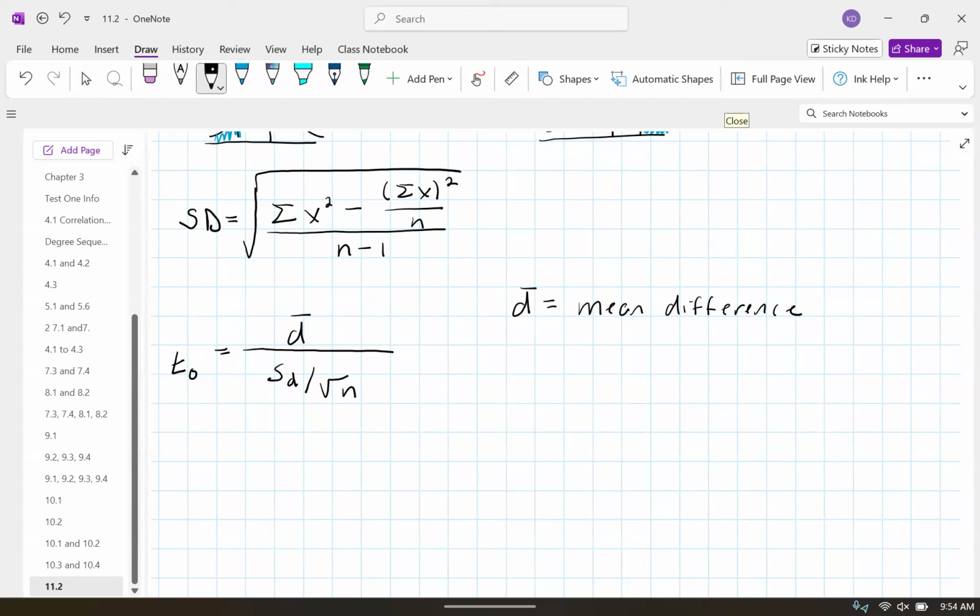D bar is our mean difference. So you subtract your data values and then find the mean at the end. We will go through all the steps on a problem to see how this works because it's not hard, it's just a little weird. Our S sub D is the standard deviation. That formula is needed. Hopefully they give it to us in the homework, but they don't always. And degrees of freedom, n minus 1.